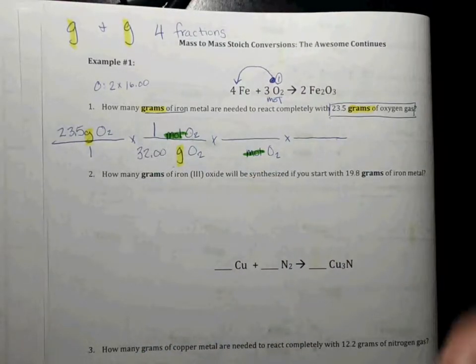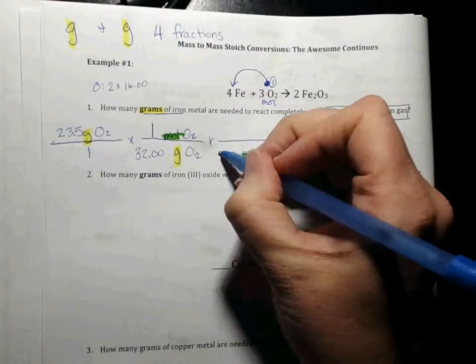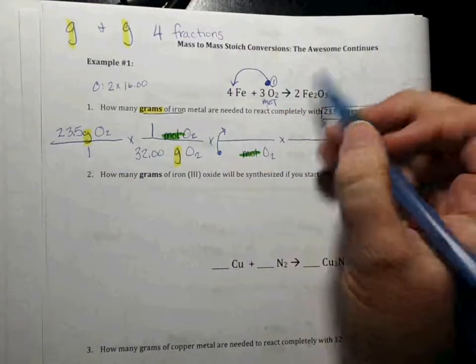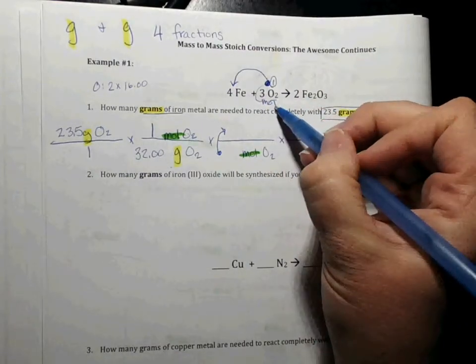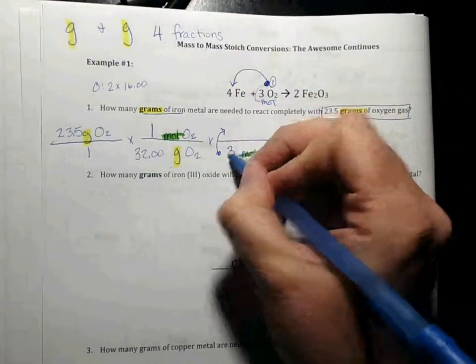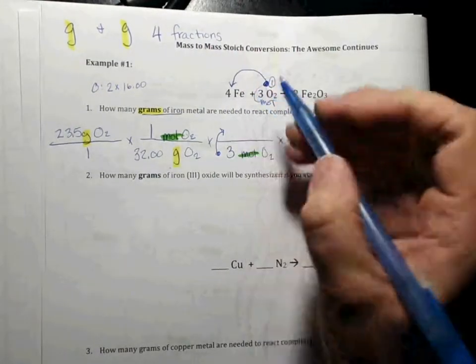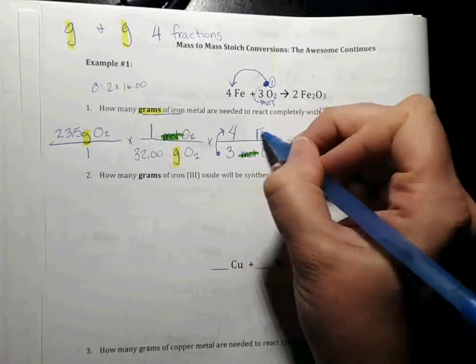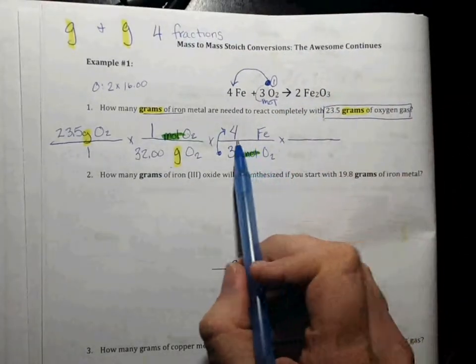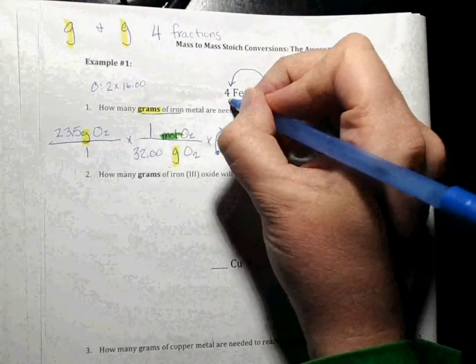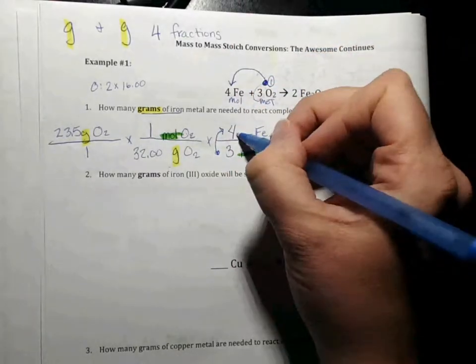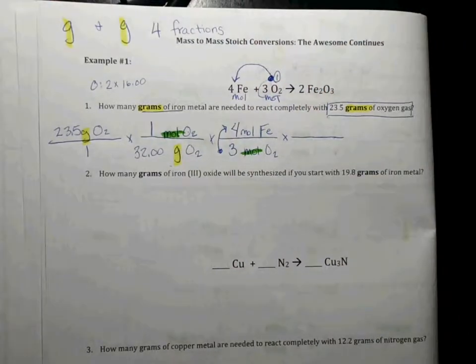Now, once you have moles of something on the bottom, you can start your bridge. So I'm going to use 3 moles of O2 from the start of my bridge. If I cross my bridge in the reaction, it's telling me to end with 4 iron. So 4 iron, but not just 4 iron. Remember, these coefficients tell us moles. This is 4 moles of iron.